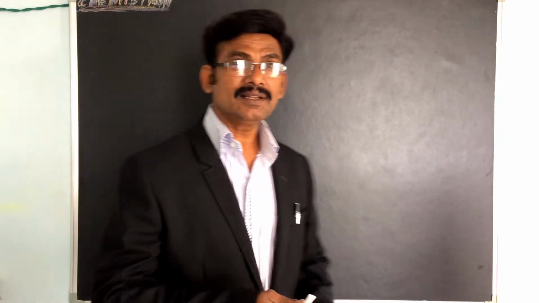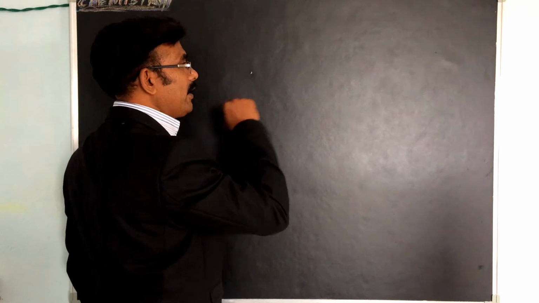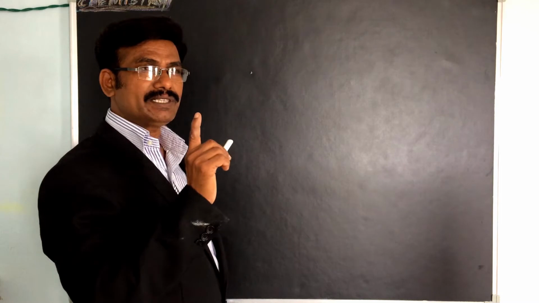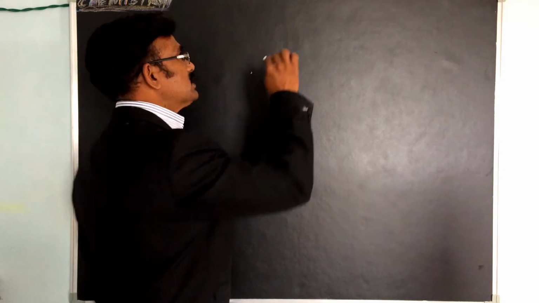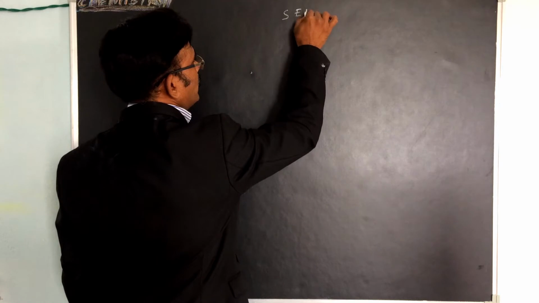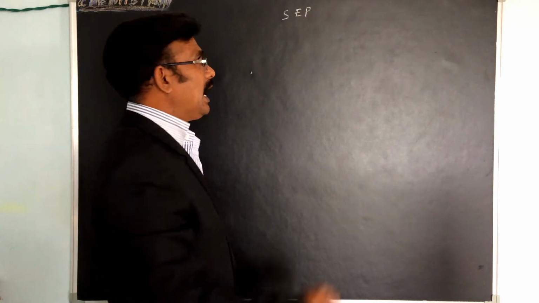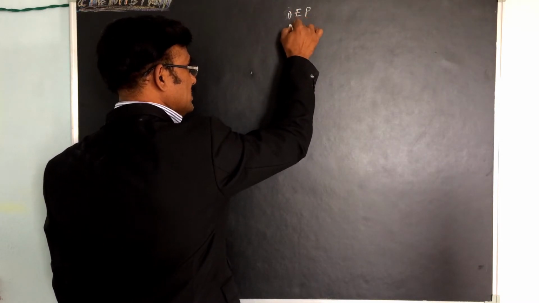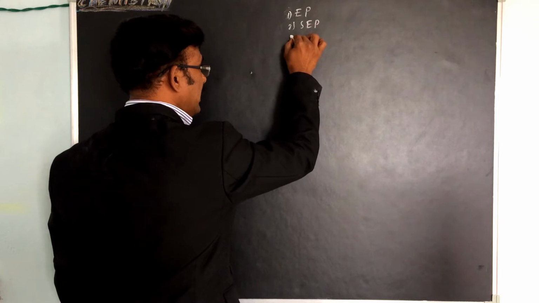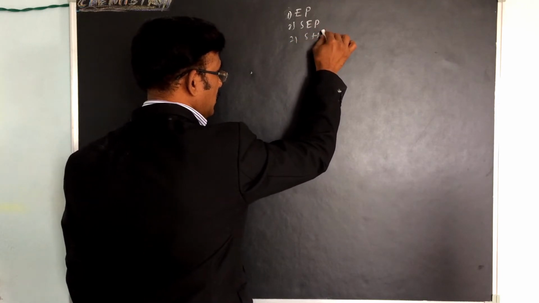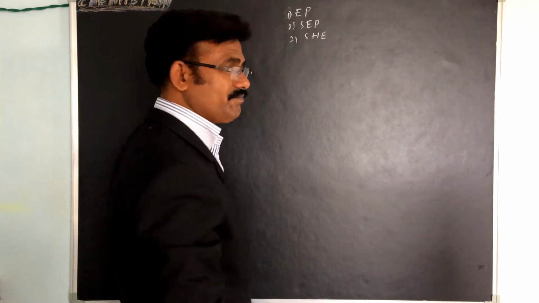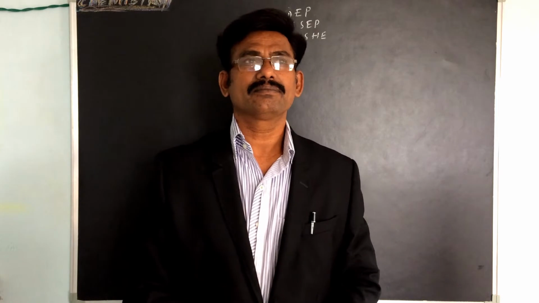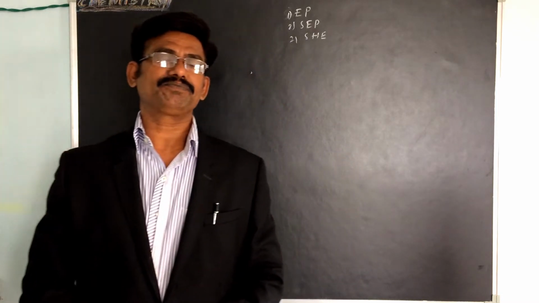In the last video, what did I explain? Introduction of electrochemistry. In electrochemistry, the main three topics: electrode potential, standard electrode potential, and standard hydrogen electrode. So these are the three topics I completed in the last video.